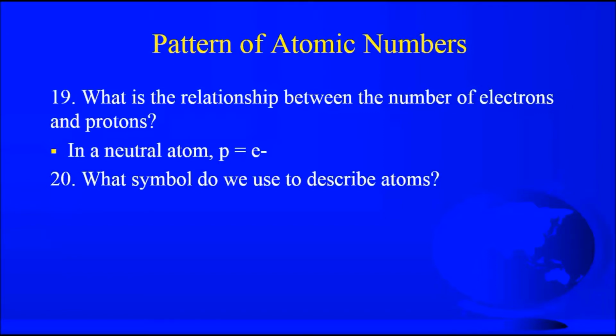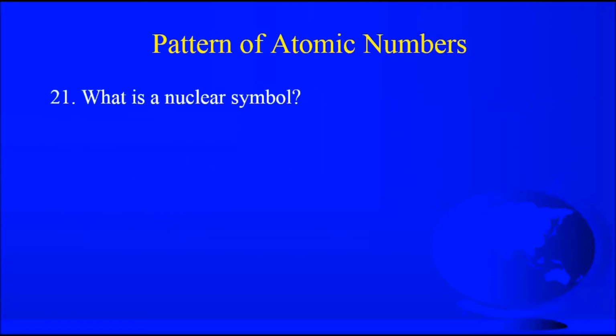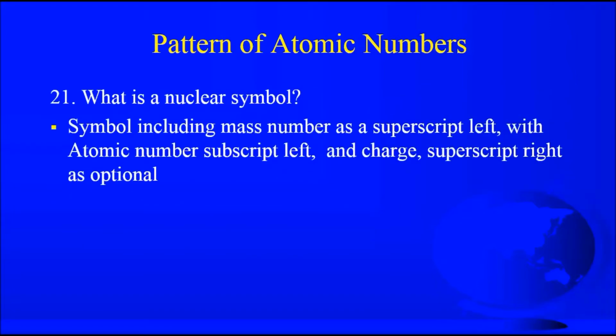So, what symbol do we use to describe atoms, to be able to tell how many protons and neutrons atoms have, or even how many electrons? We use nuclear symbols. Nuclear, or as President Bush used to say, nucular. What is a nuclear symbol? A symbol that includes the mass number.